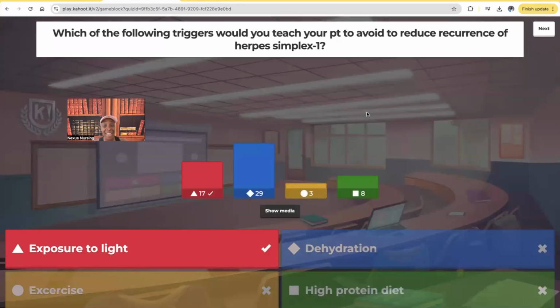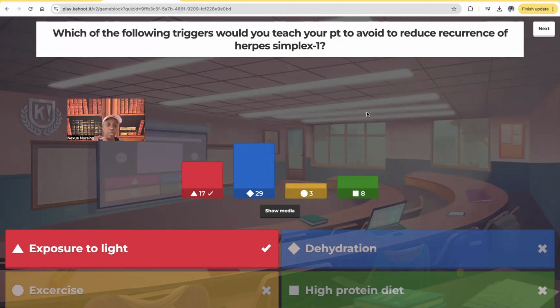Oh, wow. Most of you guys chose dehydration. No, it's exposure to light. First of all, let's talk about herpes simplex. This is a viral infection. You have one, two. One tends to be above the belt, lip. Two, genital, right? Below the belt. So two's below the belt, one's above the belt.